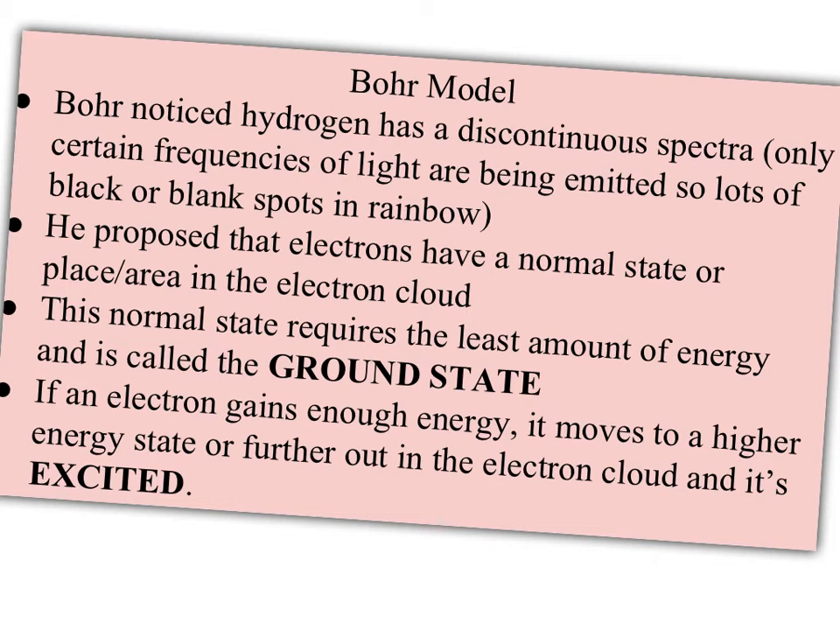So when Bohr noticed that not all the colors are being represented or emitted, he proposed that electrons have a normal state or a normal place or area in the electron cloud where they typically hang out. And this normal state requires the least amount of energy, and he called it the ground state. He also thought then an electron could gain enough energy to move to a higher energy state or further out in the electron cloud, and he referred to that as an excited state.